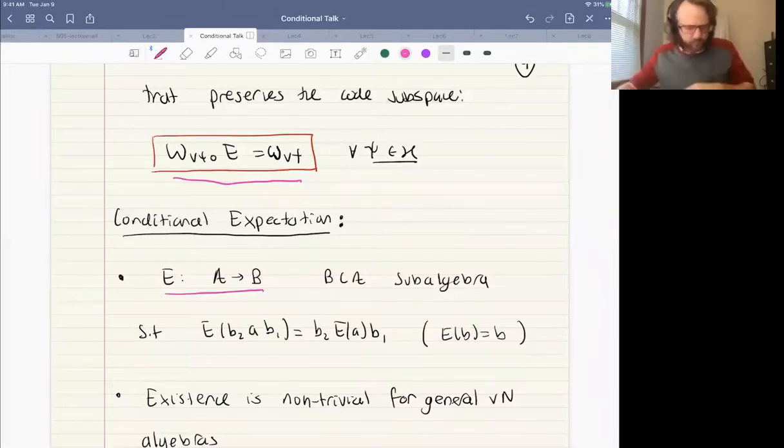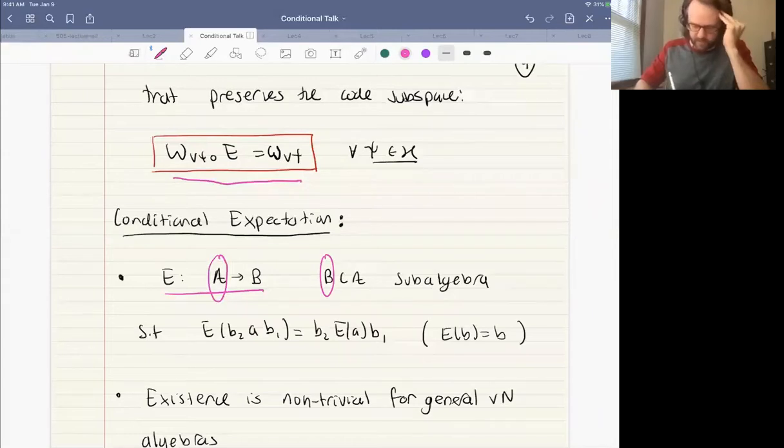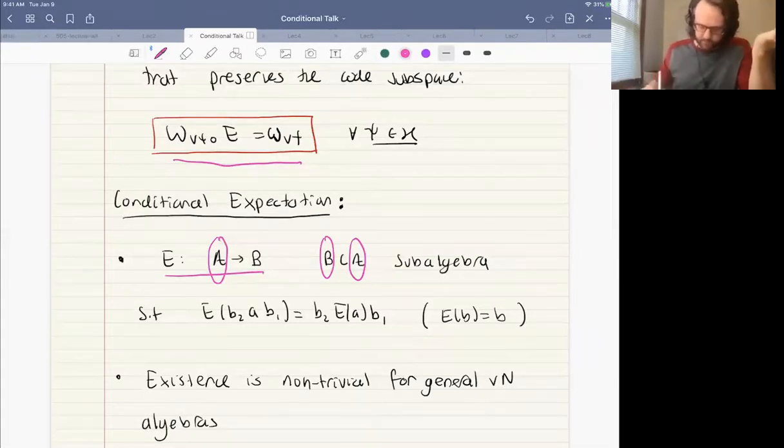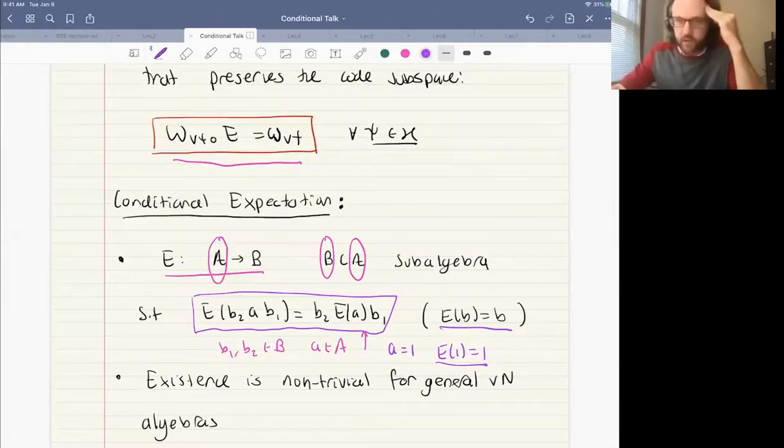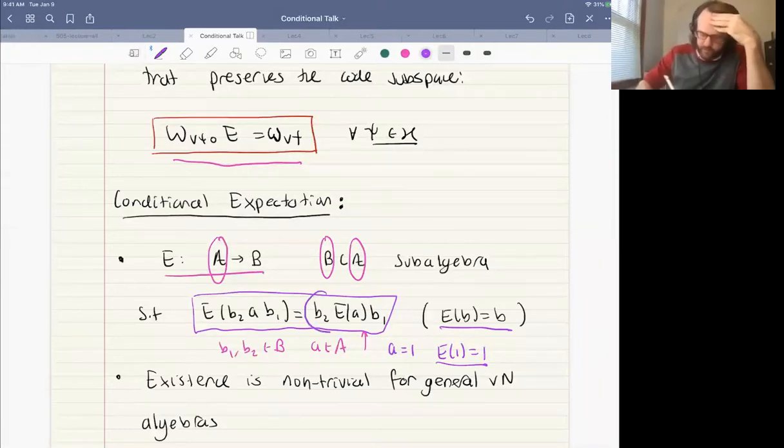A conditional expectation, as I said, is a map from an algebra, where I'll just introduce two new algebras, A and B. So B is a subalgebra of A, and a conditional expectation is a map between A and B that satisfies the following property. If I have B1, B2 in B, and A in A, it satisfies this equation: E of B2 A B1, I can just pull out B2 and B1. So in particular, if I just set A equal to 1, E of 1 is 1. That's a property of the conditional expectation. Then E just fixes the subalgebra. So if I apply E to the subalgebra B, it fixes it. It's like the fixed point of that map. Anything else, it does something else to it. But it has the following property. This is called the bimodule property.